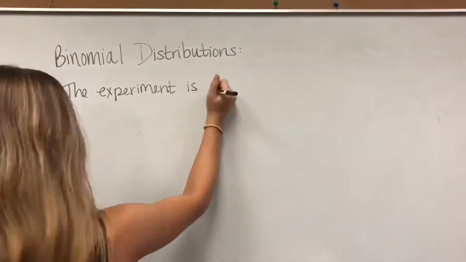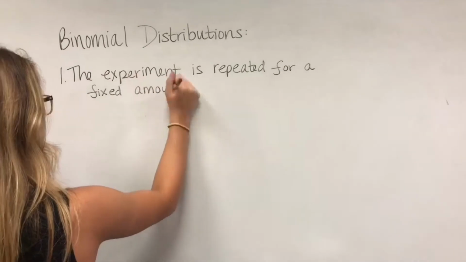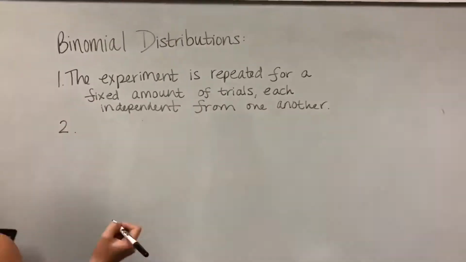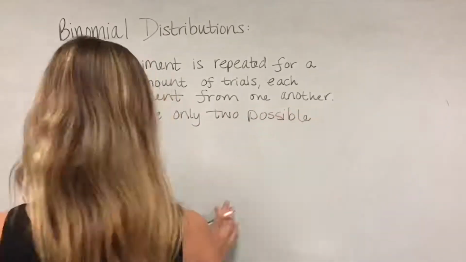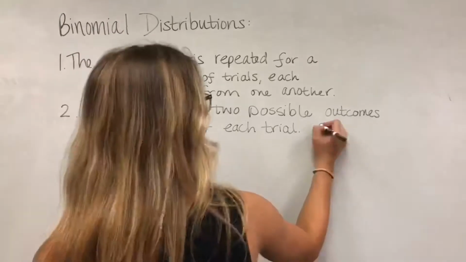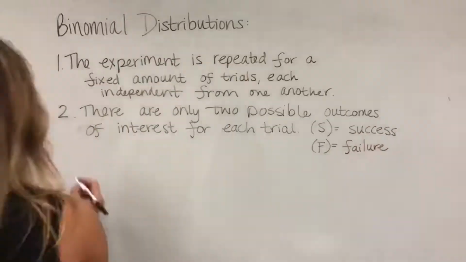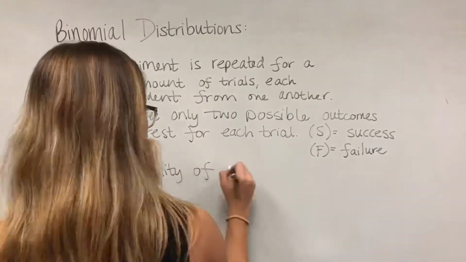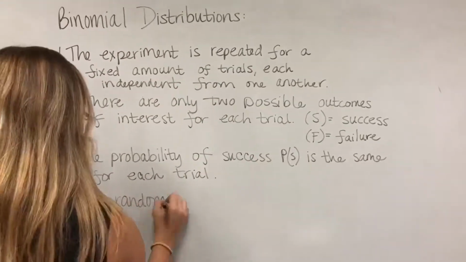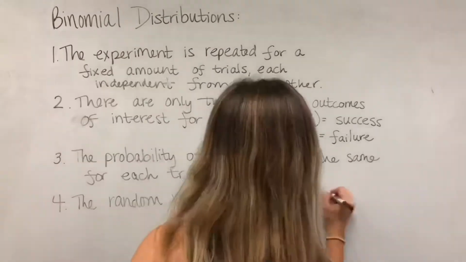For binomial distributions, there are some rules that we need to know. The experiment is repeated for a fixed amount of trials, each independent from one another. There are only two possible outcomes of interest for each trial. The possible outcomes are classified as success and failure. The probability of success is the same for each trial, and the random variable x counts the number of successful trials.